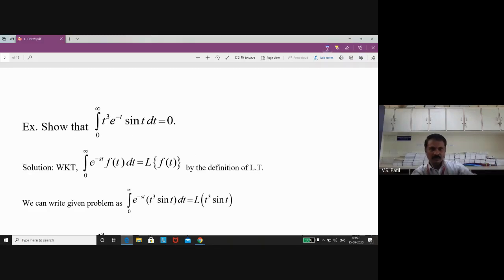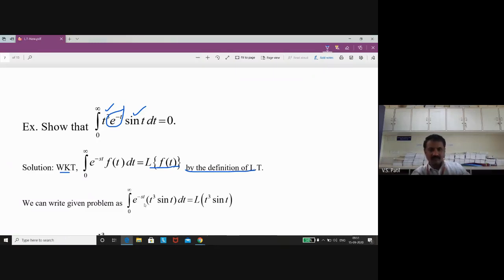Now forget about this. By the definition of Laplace transforms, we have the integral from 0 to infinity. This is applicable whenever the limits are from 0 to infinity only. The Laplace transform definition is the integral from 0 to infinity of e to the power minus st f of t dt, which is L of f of t. This is by the definition. Now e raised to minus st is present, and the other two terms are present. We write the given example as the integral from 0 to infinity. There is no change in that.